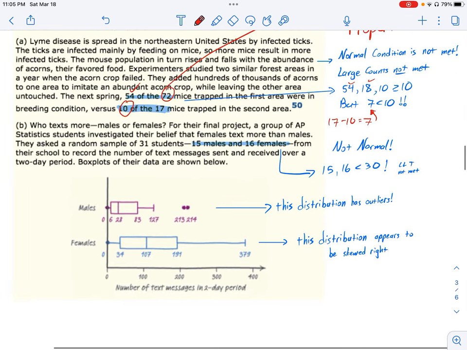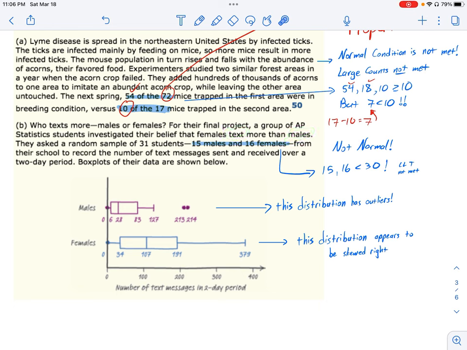This next one, again, I'm looking for what matters. My eyes immediately go here. They have a random sample of 31 kids. I'm like, ooh, they're trying to trick you. 31's bigger than 30. Great. What are they recording? Let me back up, I guess. They believe females text more than males.